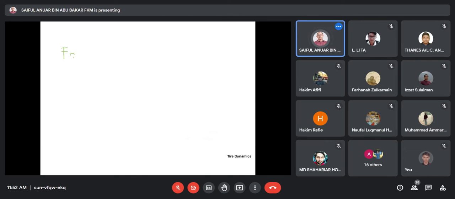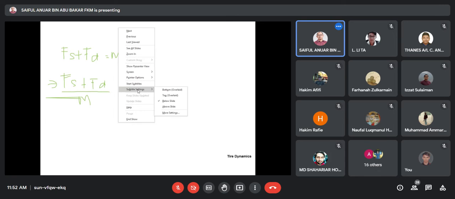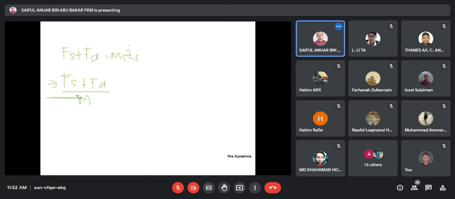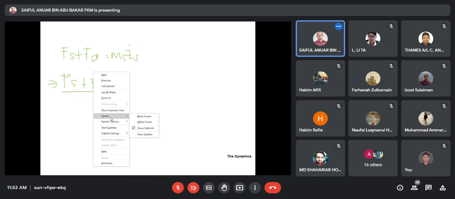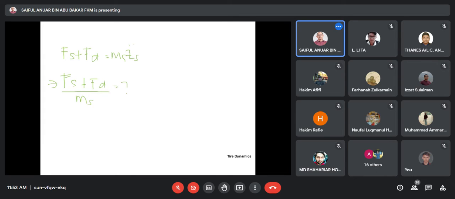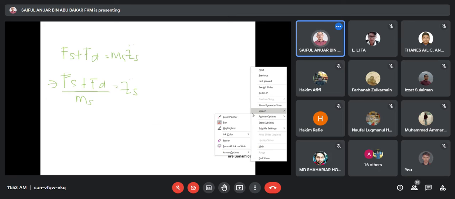We have Fs plus Fd equal to Ms Zs double dot. So it's also the same as Fs plus Fd divided by Ms equals Zs double dot. So the way that we want to use it in Simulink is going to be this arrangement.